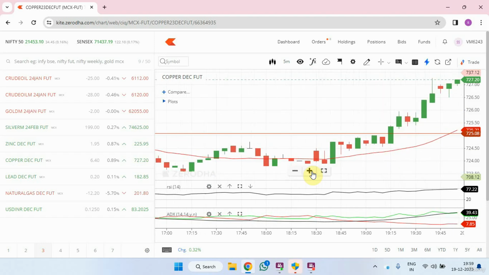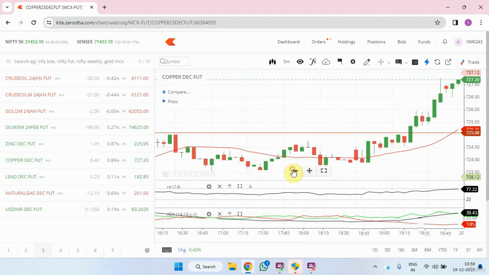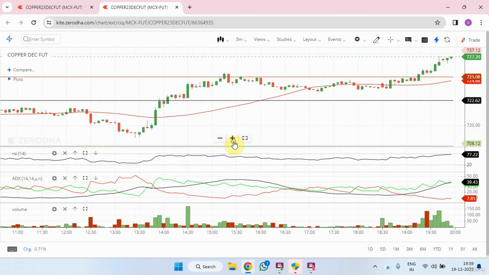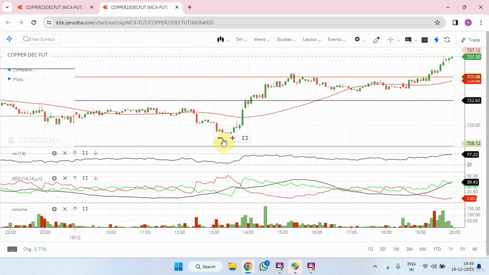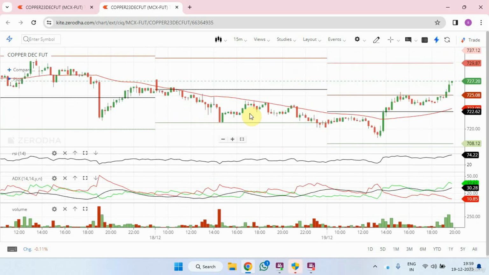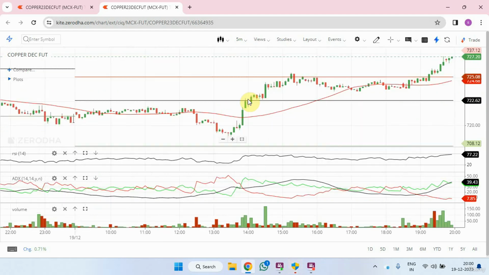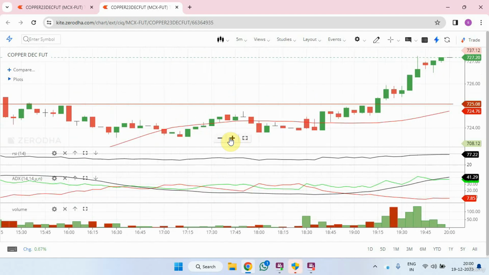So you can see here, let me show you in a bigger picture. This is available on the Zerodha platform, and you will get it on any other platform also. An aggressive or expert trader can do trading in the 5 minute chart, but a novice trader, or a trader who has 1 to 3 years of experience, can do trading in the 15 minute chart.